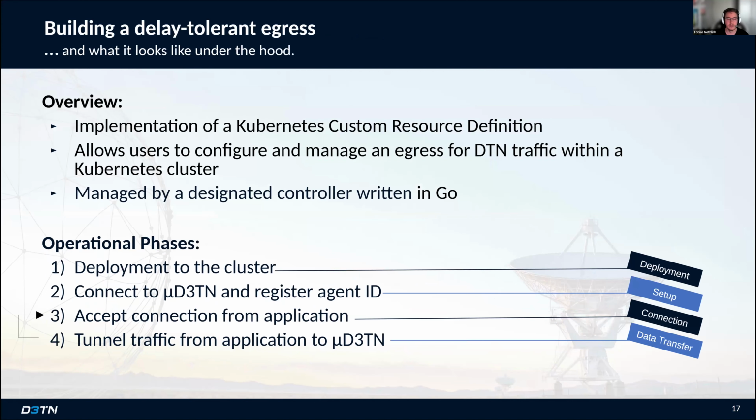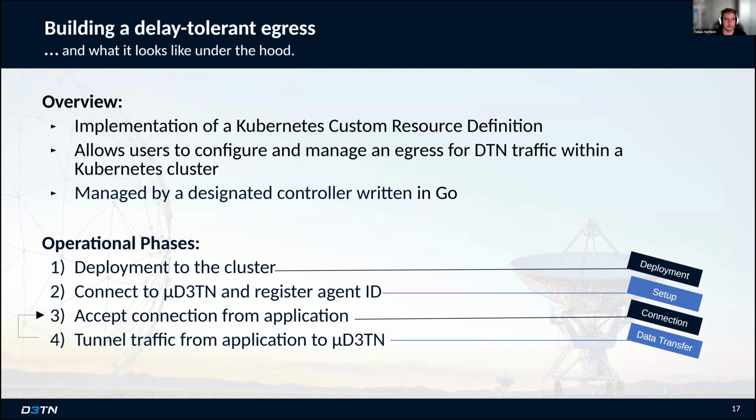So how is this done? Well, this is an implementation of a Kubernetes custom resource definition managed by a designated controller written in Go using KubeBuilder. And it has 4 operational phases. First, we are deploying it to the cluster. This causes the controller to spawn a deployment, which contains a set number of pods for the egress proxy, which then connects to micro-DTN and registers an agent ID for sending.